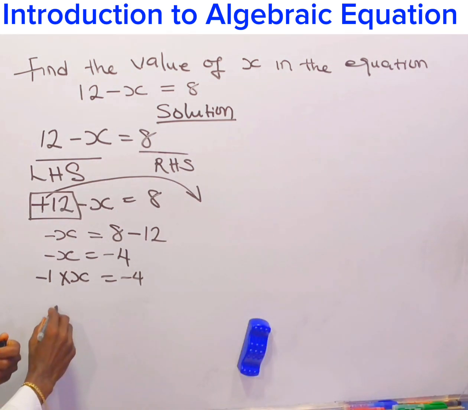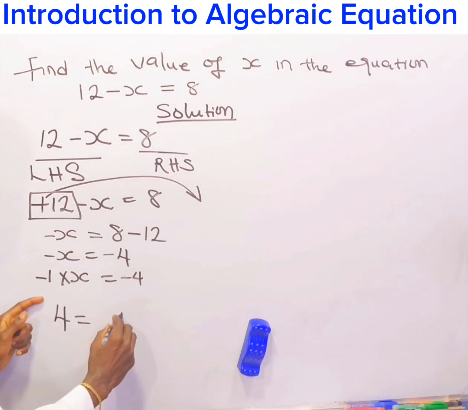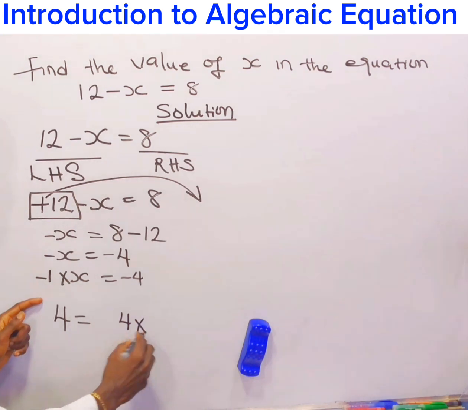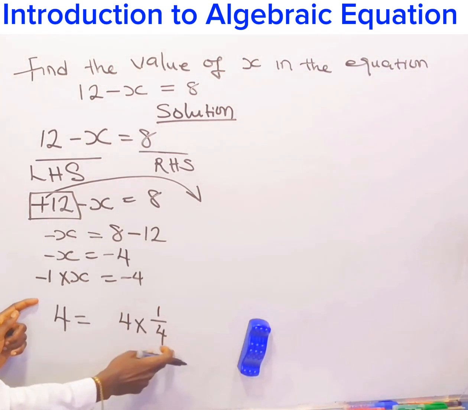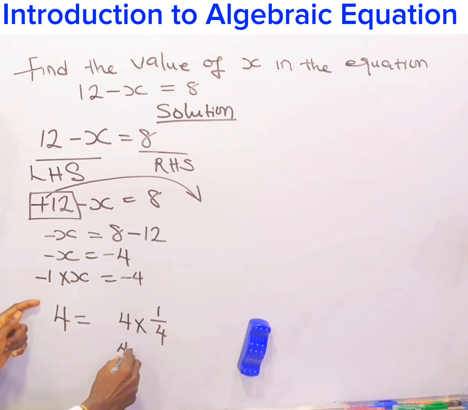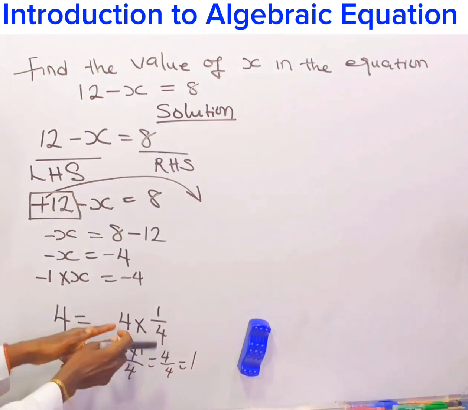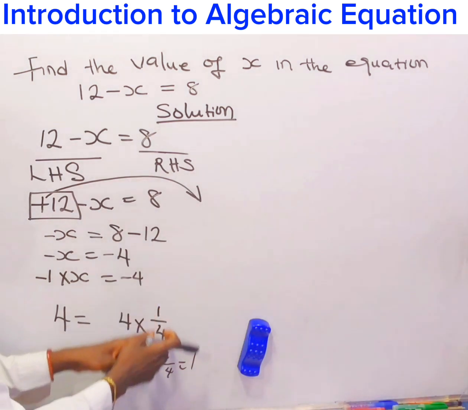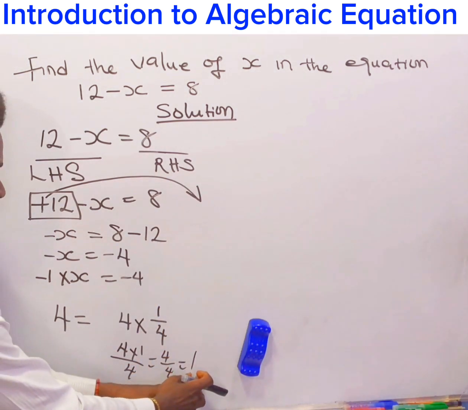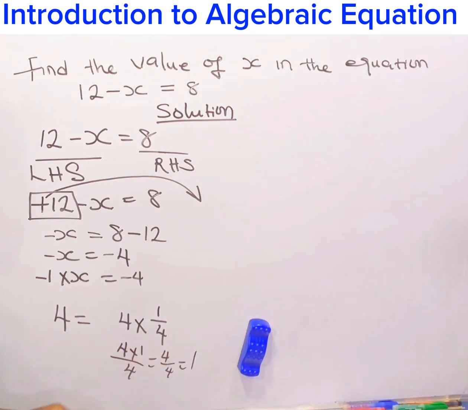Also, the multiplicative inverse of 4. To get the multiplicative inverse of 4, you simply say 4 times 1 over 4. 4 times 1 over 4 is 4 over 4, which is 1. So what do we multiply 4 by to get 1? If we multiply 4 times 1 over 4, we get 1. So the multiplicative inverse of 4 is 1 over 4.